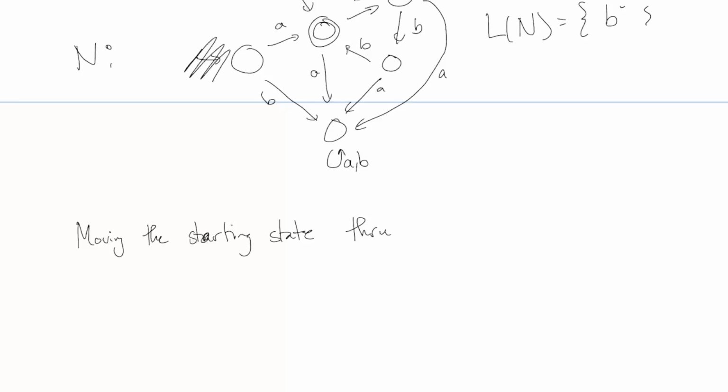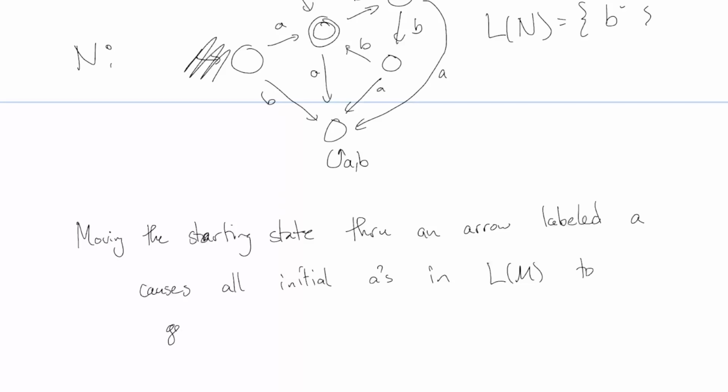It's not a difficult idea. I would say maybe a little non-obvious, but moving the starting state through an arrow labeled, let's say A, causes all initial A's in the language to get deleted. Because you don't have to do that letter anymore, right? This is a very kind of obvious idea, but like I said, for non-obvious reasons, it turns out to be super useful. All right.